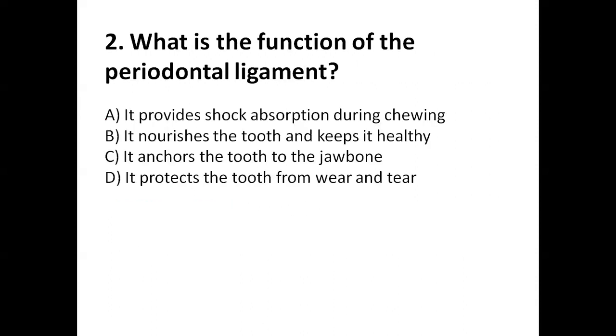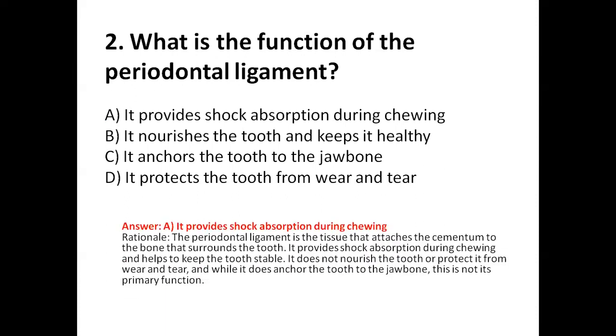Now, number two, what is the function of the periodontal ligament? A, provides shock absorption during chewing. B, it nourishes the tooth and keeps it healthy. C, anchors the tooth to the jawbone. And D, it protects the tooth from wear and tear. All right, make your choice. All right, I believe you have your choice now.